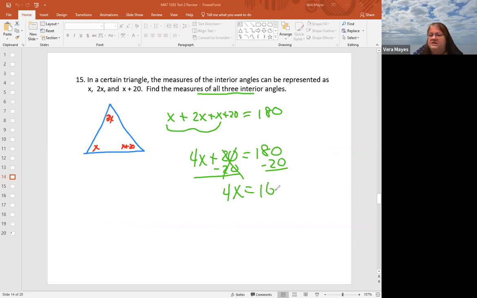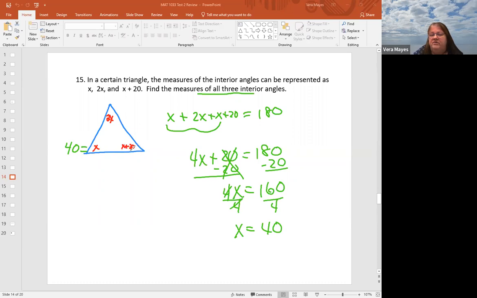4x equals 160. Divide by 4. So I have x equals 40. So that means I know this one. That's all I know so far. I have to go calculate the others.